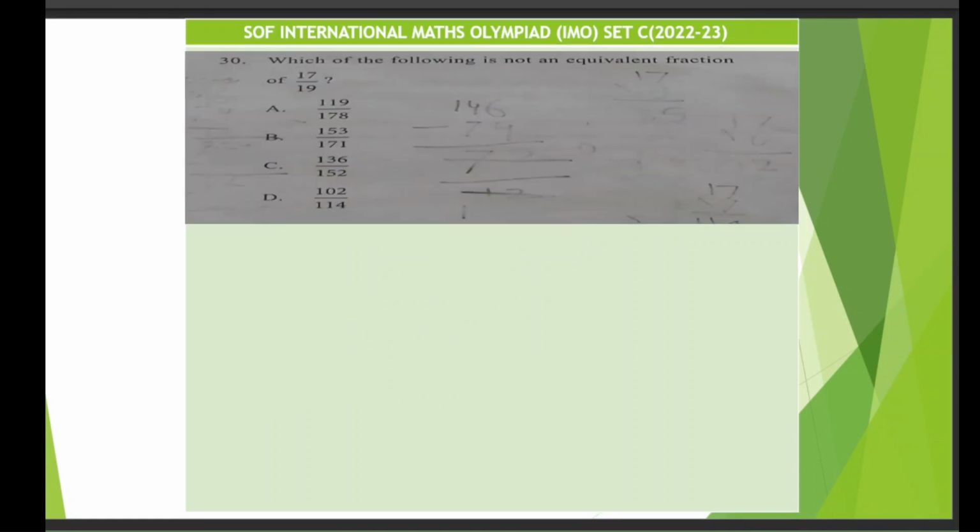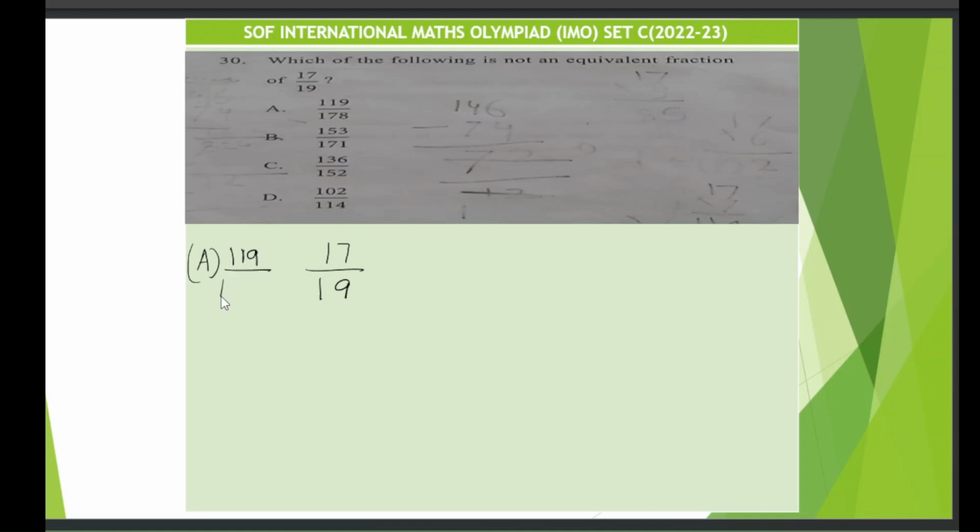Let's start with question number 30. Question number 30 says, which of the following is not an equivalent fraction of 17 by 19? So for an equivalent fraction, what do we do? Either we multiply the same number in the numerator and the denominator, or we divide the same number from the numerator and the denominator. Then we get the equivalent fraction of this fraction, right? So, if we have to understand whether option A is an equivalent fraction of 17 by 19, then we have to either multiply or divide, right?